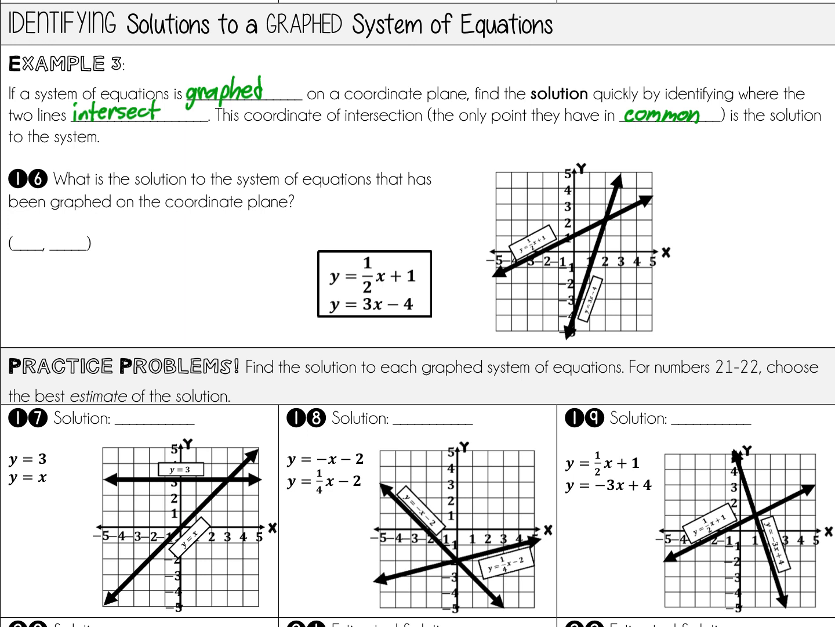So, what is the solution to the system of equations that has been graphed on the coordinate plane to the right? y equals 1/2 x plus 1 and y equals 3x minus 4. Notice how the two lines intersect at this point here, 2, 2. Well, that is our solution.